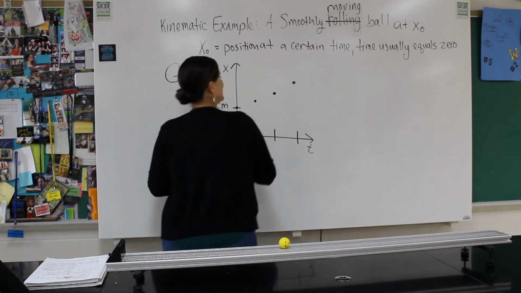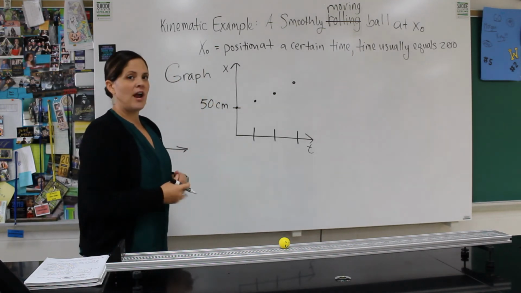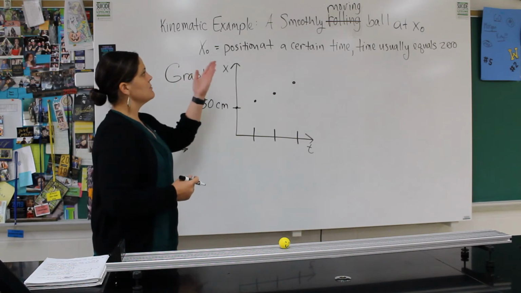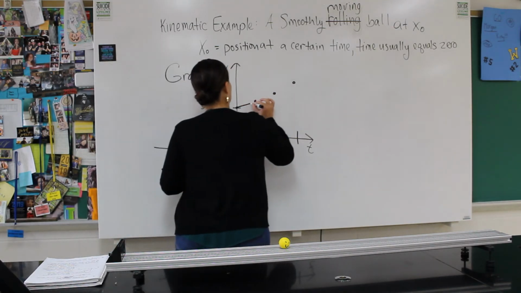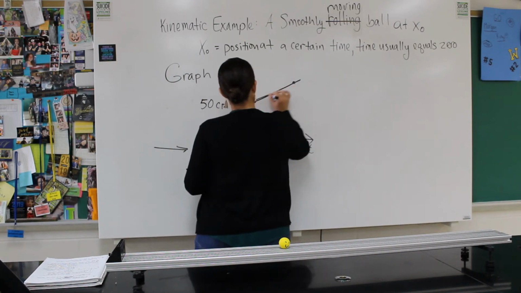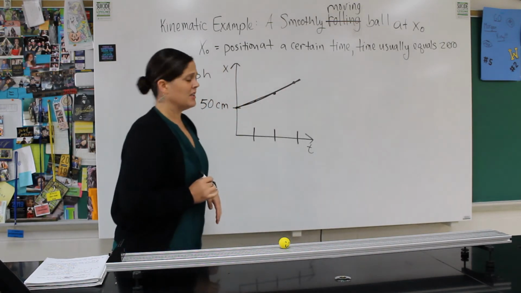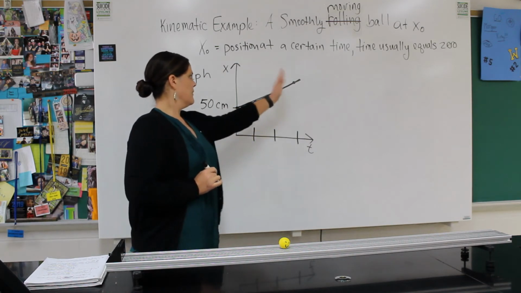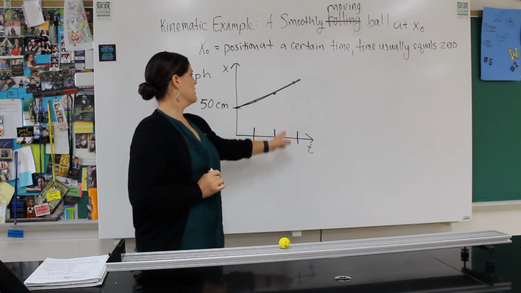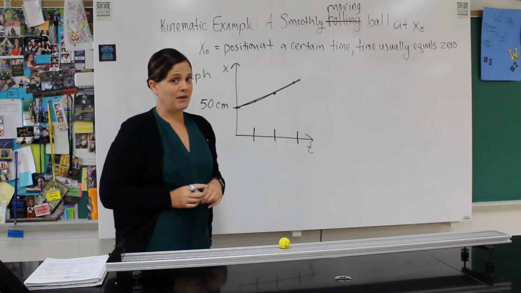So your position-time graph for a smoothly moving ball at x naught should look like a straight line. It's the best straight line I could do, but it should be a straight line. And I think you understand that we have the same amount of position gained at each time interval.